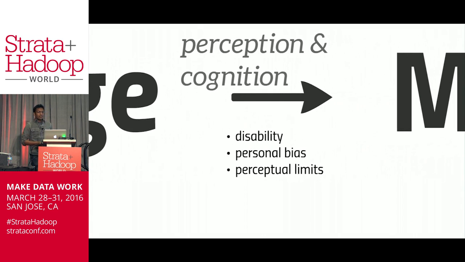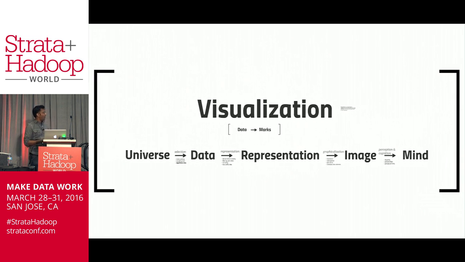And then finally, there's perception and cognition, which is by no means trivial. Okay, so we have disabilities such as color blindness. How many people have heard of metamers? Okay, so metamers are colors in the real world which have different spectral distribution, but when you map them onto the retina, it is confused and they look identical. Personal bias, like this is a whole another huge one. We'll talk about this a little more in a second. And perceptual limits, like what's the resolving power of the eye? What color gamut can you see? Okay, so this whole thing deserves to be called visualization.